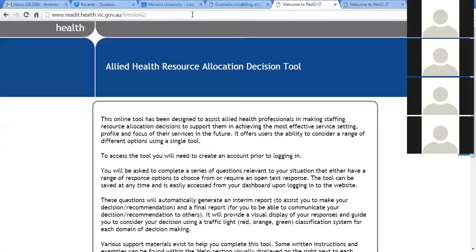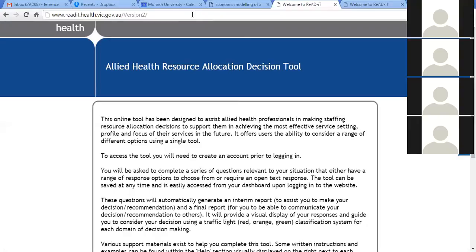Question has come in: is ReAD-iT limited to Vic Health? No, it's a website. People around the world will be able to use it. I will mention this: it was designed to have Google Chrome as a browser. It makes downloading the reports a lot easier. So Google Chrome works well with it, and it was also designed for PCs primarily.